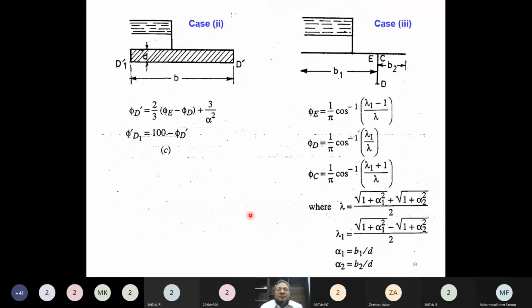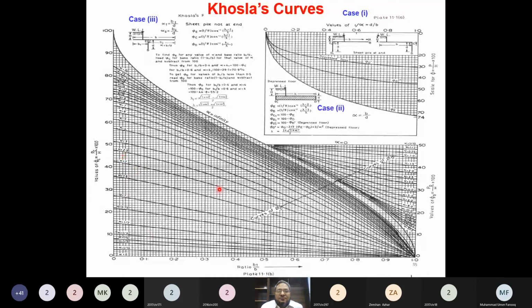Here is alpha 1 and alpha 2. So for any value of alpha and for any value of B1 over B, you can read, if you are using this graph, by going left and reading from here. That would be the uplift pressure head in terms of percentage.